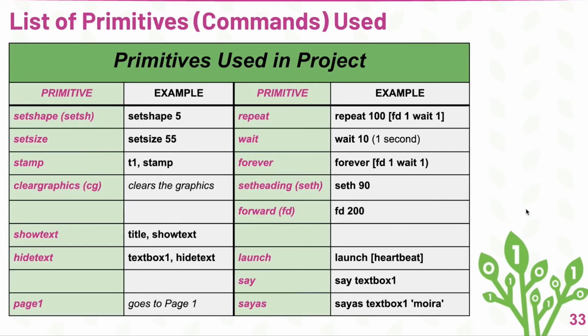There are a couple of more cards we've added in just to make it easy for you. These are the primitives that have been used in the project. So set shape, and then there's an example. You can use the short form, but you need a space and then some numeral after it that coincides with something in the clip art pane. Set size, space, and some number. Remember, 40 is the default size. That'll change the size of your turtle.